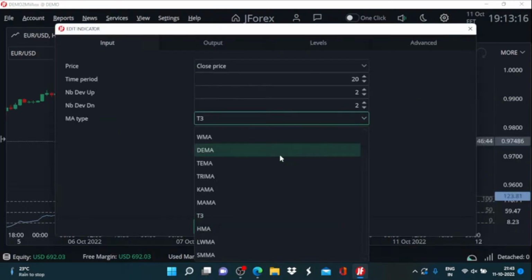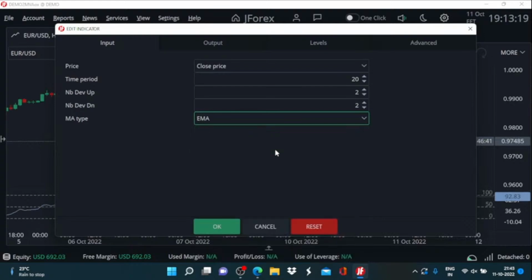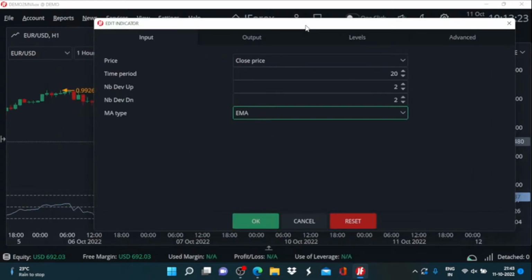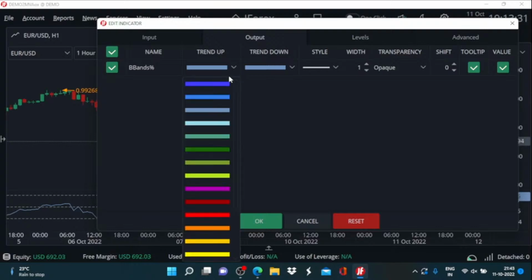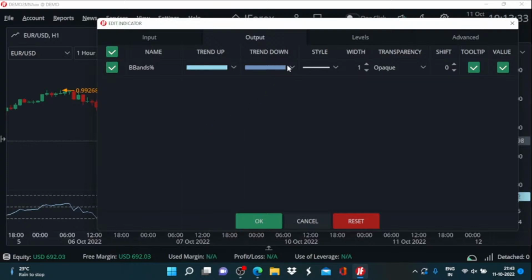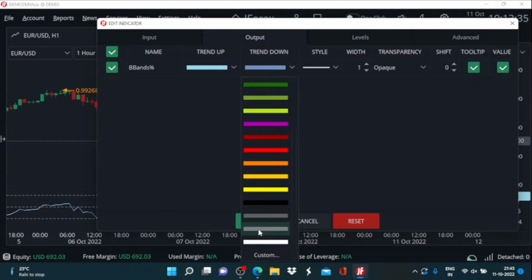Now I will revert it back to EMA. EMA is the default parameter. Output can be color coded. You can go for different types of color combination for defining the trend up and trend down.